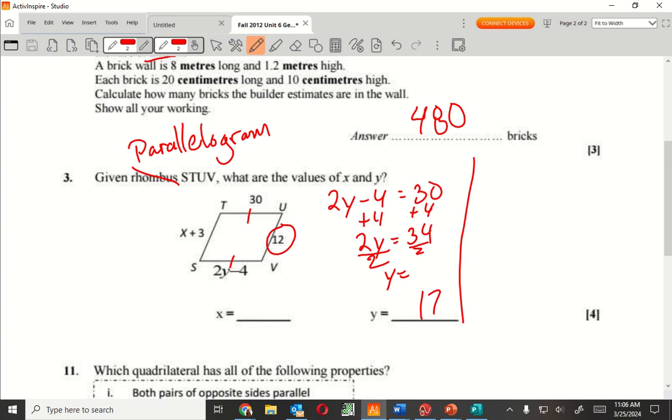All right, so now let's go ahead and solve for x. This side is equal to this side, because this being a parallelogram, those sides are equal, so x plus 3 equals 12. What am I going to do to both sides? Minus 3. x is 9.